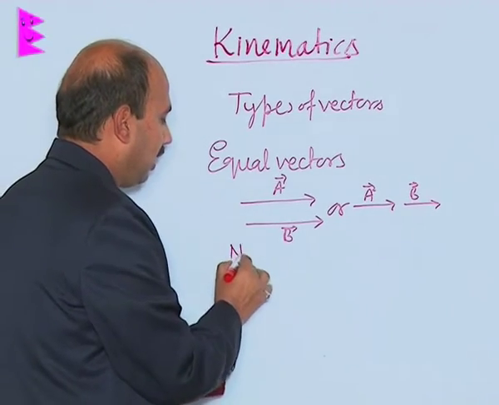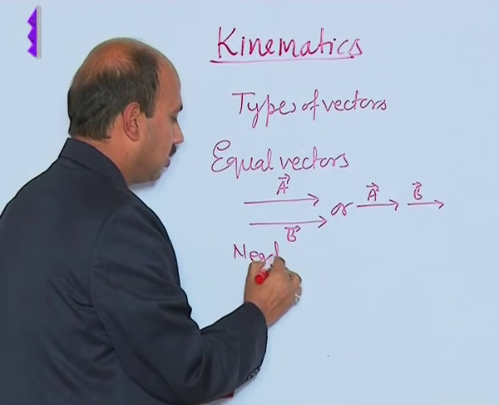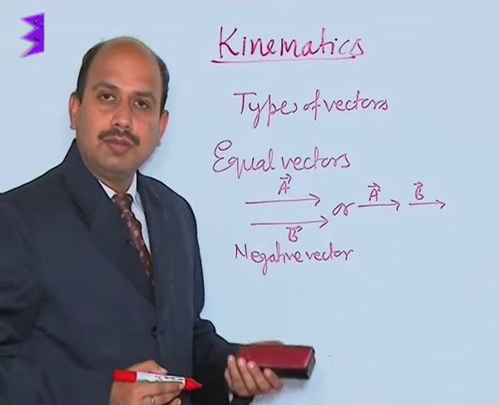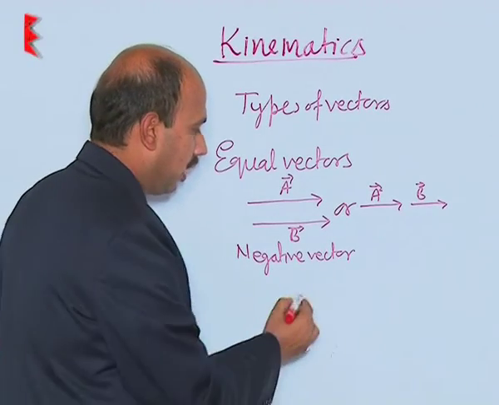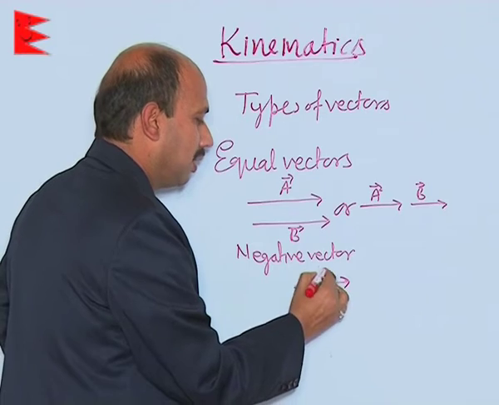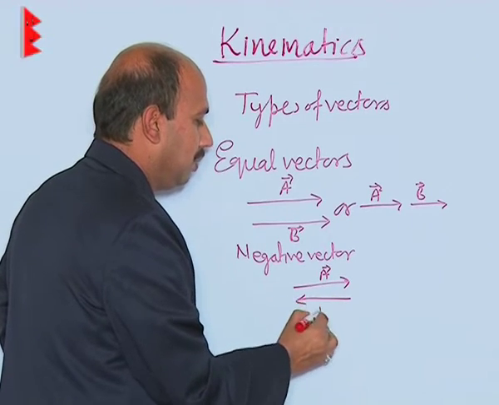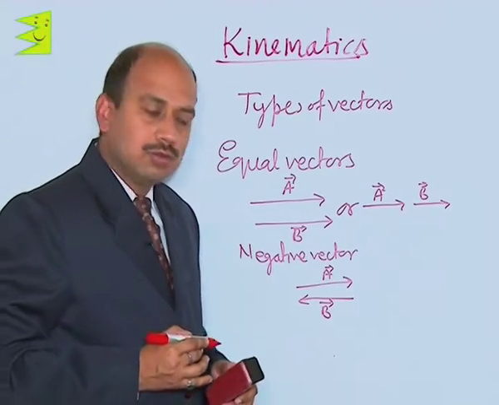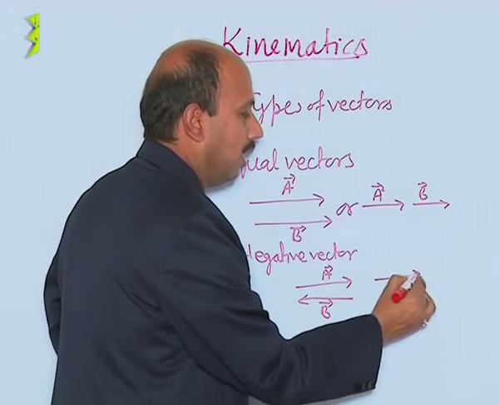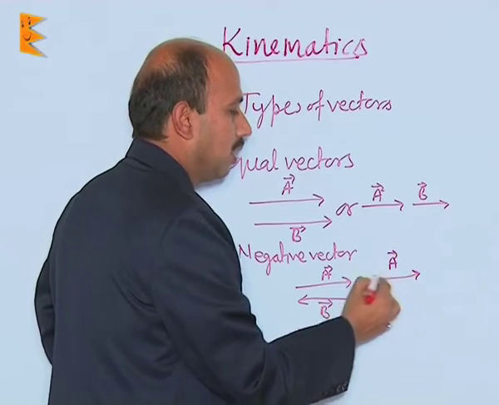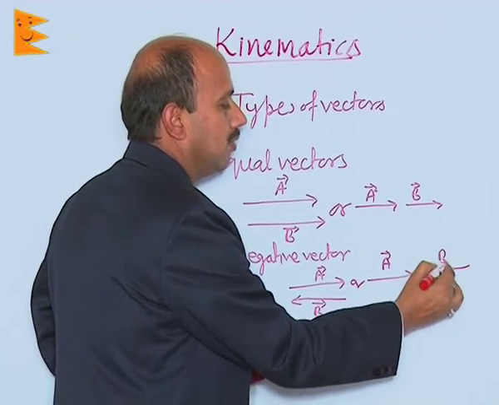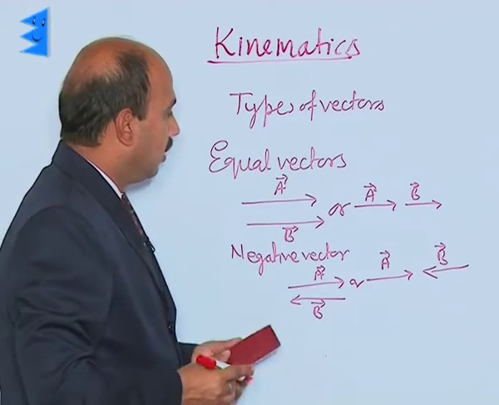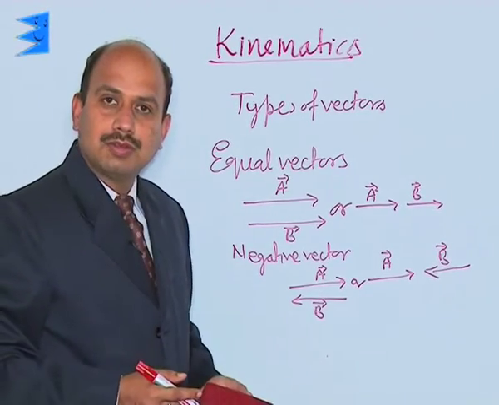Now, we can write here negative vectors. Negative vectors have equal magnitude but opposite direction. Like if you have taken vector A, then vector B will be to this side. This is called negative vectors or opposite vectors. Like you can take A here and B here like this, they are also negative vectors. So, these two are equal vectors and negative vectors.